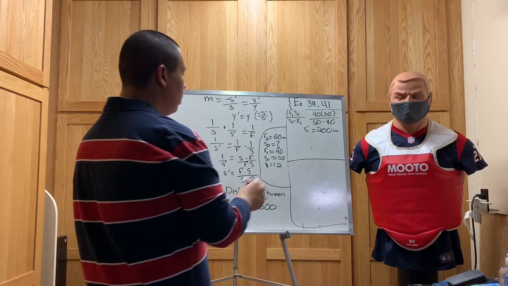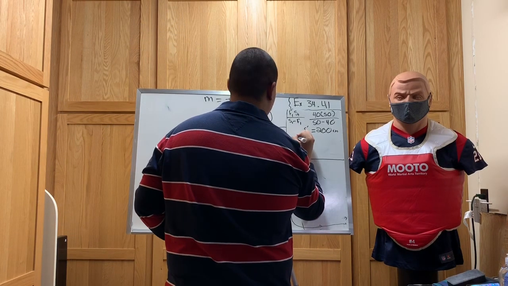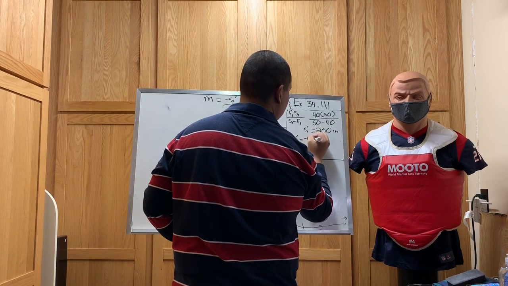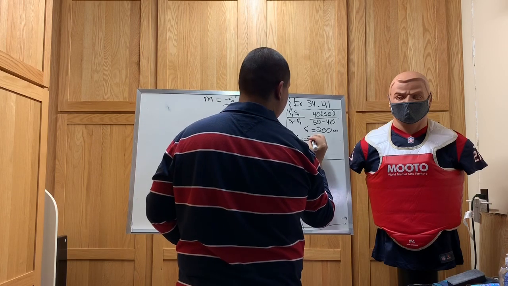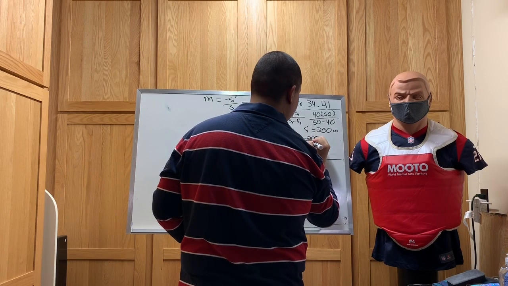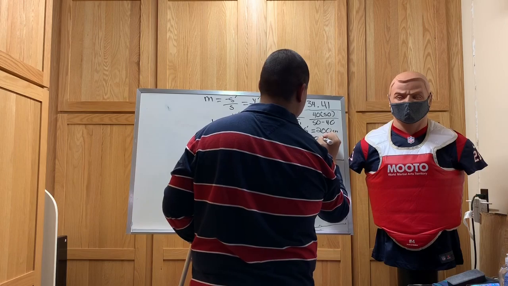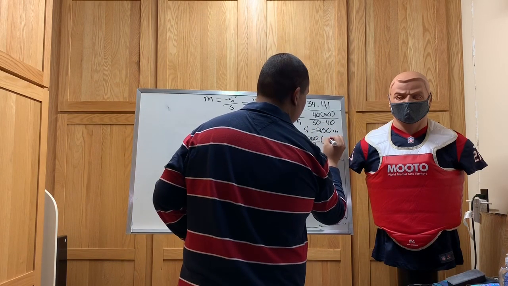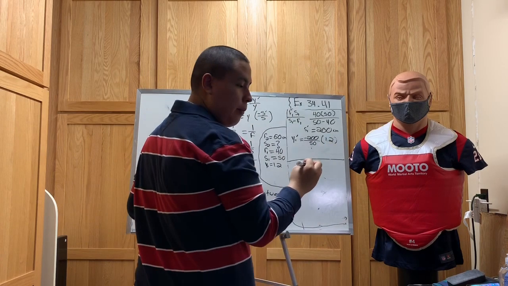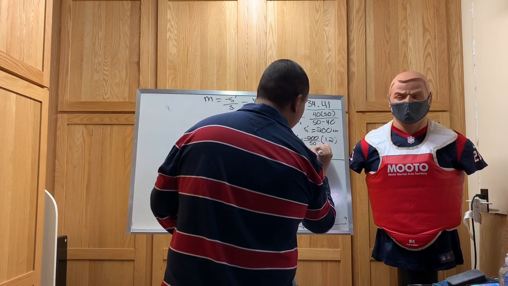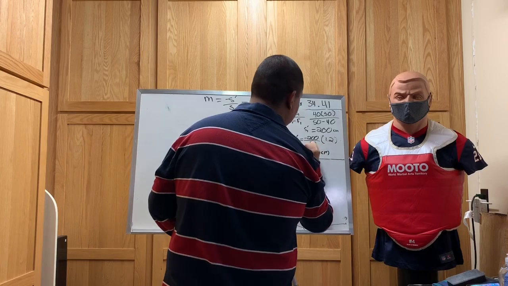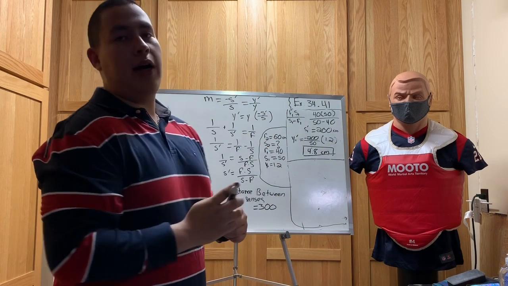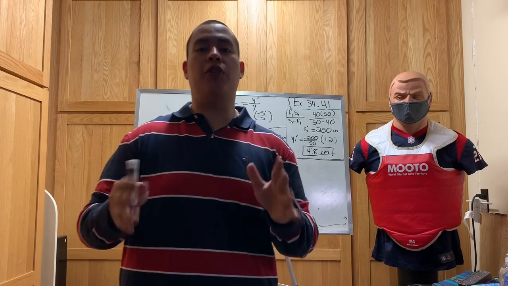So Y prime 1 is equal to negative 200 over my original S, which is 50, times my Y1, which in this case is 1.2. And the answer is going to be 4.8 centimeters. So that's the height of the image from the first lens. Now we're ready to solve for part 2.